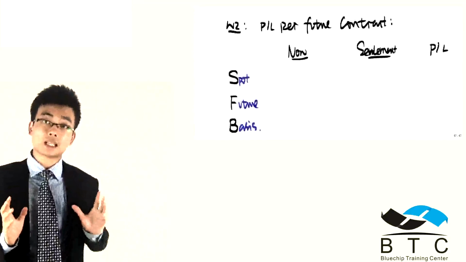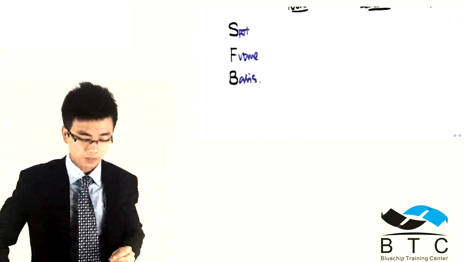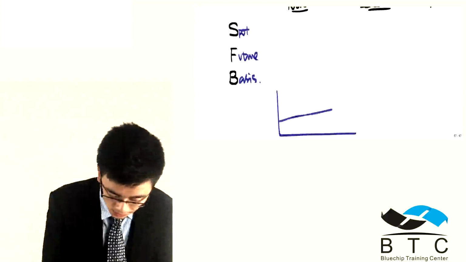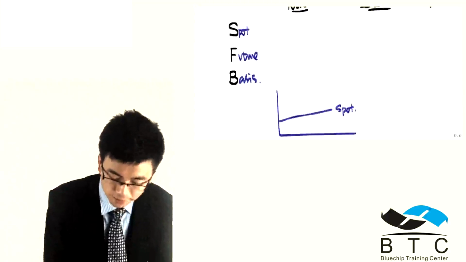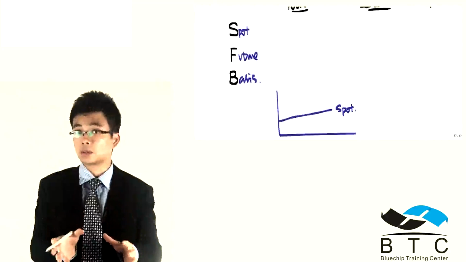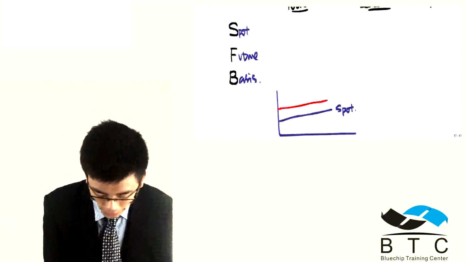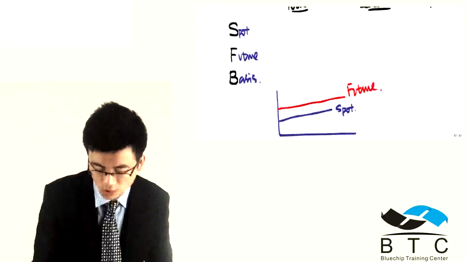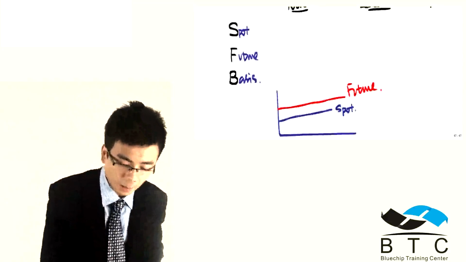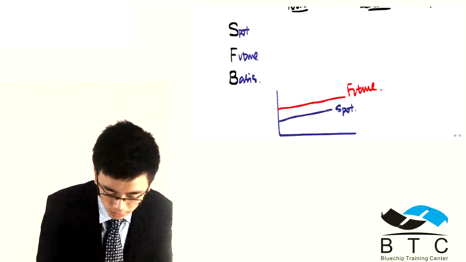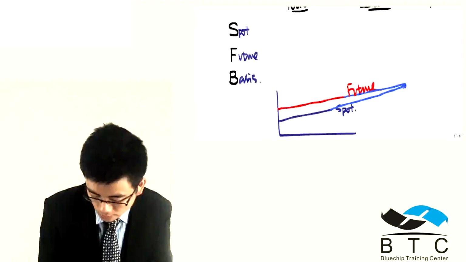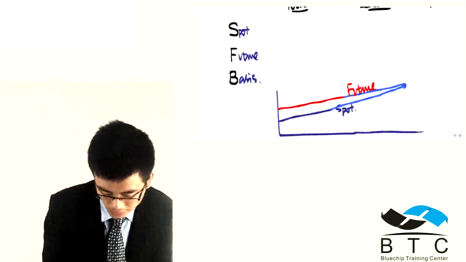And why does that basis exist? Let me give you an example here. This will be the spot price and the futures price. Normally in real life the futures price will be greater than the spot price. But at some point in the future, they will be the same as together.